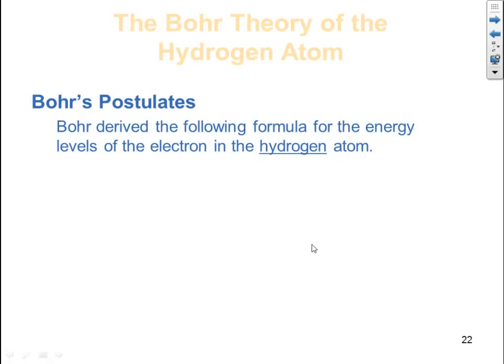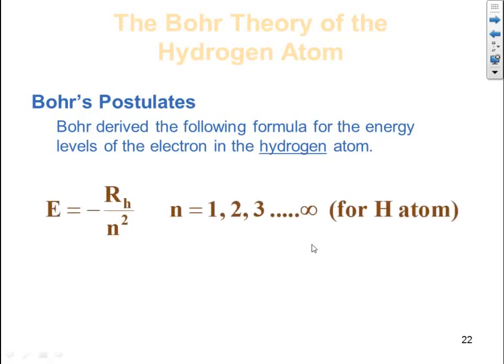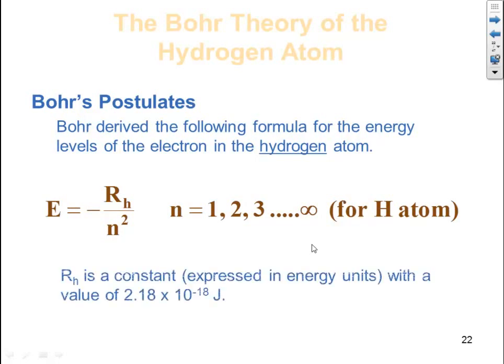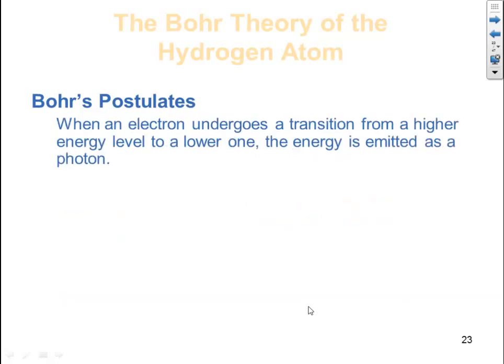Bohr derived the following formula for the energy level of an electron in a hydrogen atom. E is equal to negative R subscript H divided by n squared, where n is equal to 1, 2, 3 to infinity for the hydrogen atom, which describes the energy levels where the transitions can go from one level to the next. RH is a constant expressed in energy units with a value of 2.18 times 10 to the negative 18 joules. When an electron undergoes a transition from a higher energy level to a lower one, the energy is emitted as a photon.